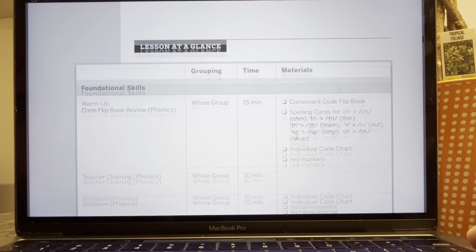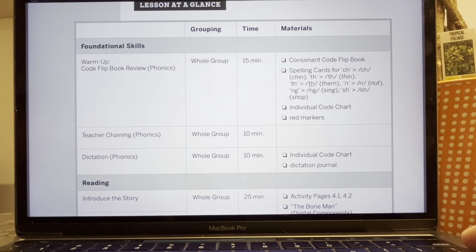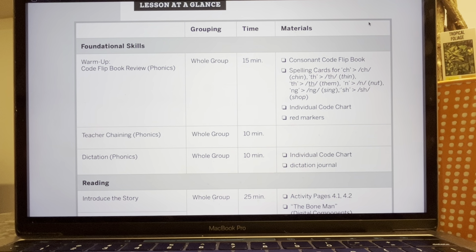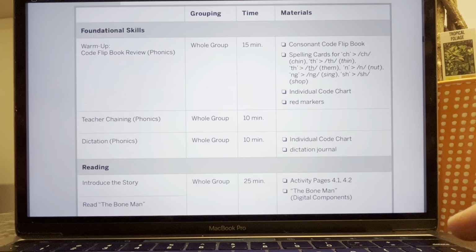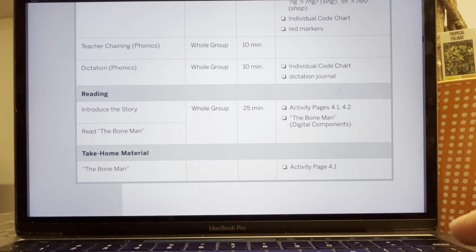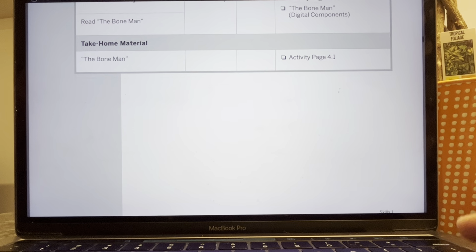So then we look at a glance through the lesson. This is the glance of the lesson. Most of the lesson is going to be taught within the whole group. So first we do the warm up. The warm up is the attention getter, getting them engaged into what the lesson is going to be about. So they're going to focus on the consonant code flipbook and then individual code charts, which will review those blends and segments. And then the teacher is also going to do some dictation to check on their phonics skills and awareness. And then they're going to introduce the storybook, which is The Bone Man. And then we'll have some material for them to take home.